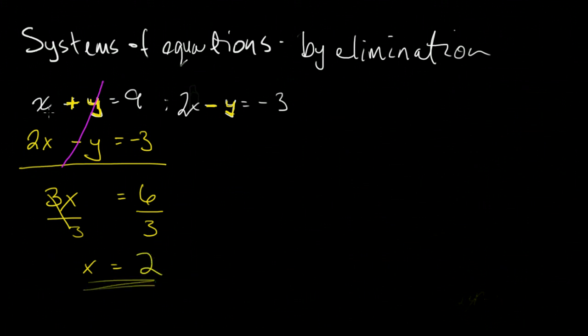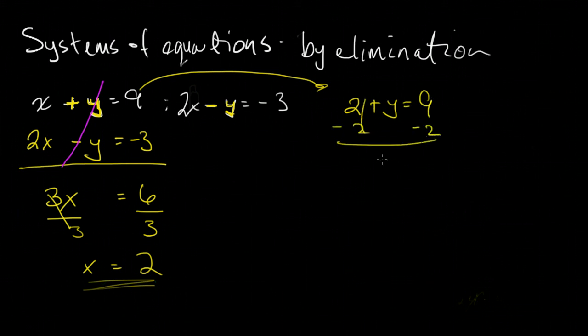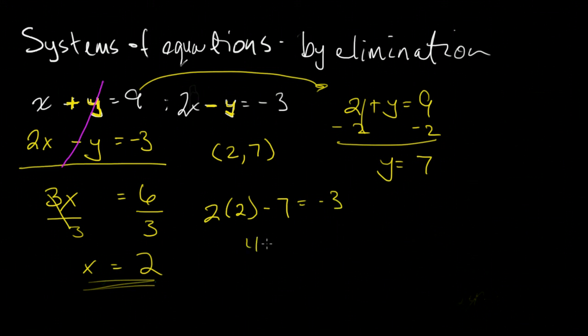And that's grand, because now I can use that information to say 2 plus y is equal to 9, and then know that y is equal to 7. And is that true? I mean, is this a solution for our equation? Let's try it out. 2 times 2 minus 7 is equal to negative 3. Is 4 minus 7 equal to negative 3? Well, as long as negative 3 equals negative 3, then check, we've done a good job.